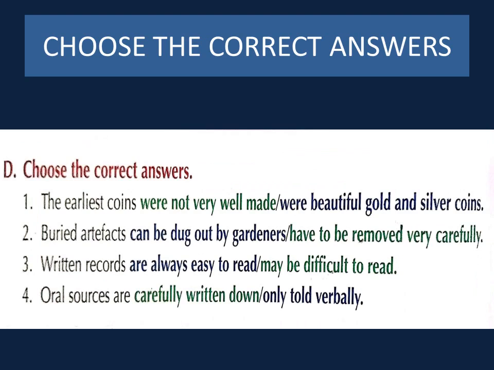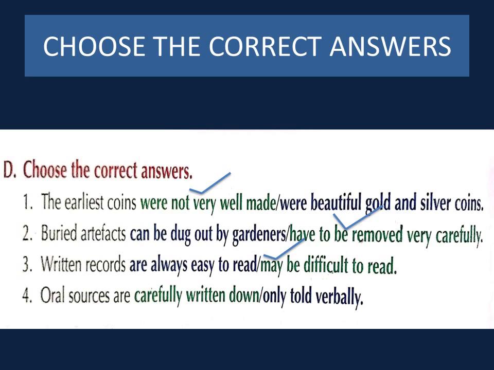Choose the correct answers. First one. The earliest coins were not very well made and were beautiful gold and silver coins. It will be were not very well made. All of them were not gold and silver coins. So the correct one will be were not very well made. Next is number 2. Buried artifacts can be dug out by gardeners and have to be removed very carefully. What will be the right statement? Have to be removed very carefully. Number 3. Written records are always easy to read or may be difficult to read. So we have already known it may be difficult to read sometimes. Right? So that will be the correct option.